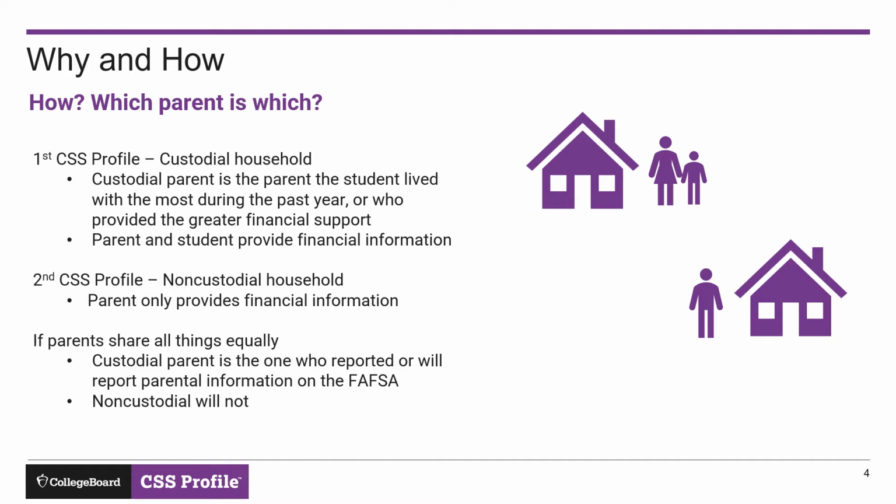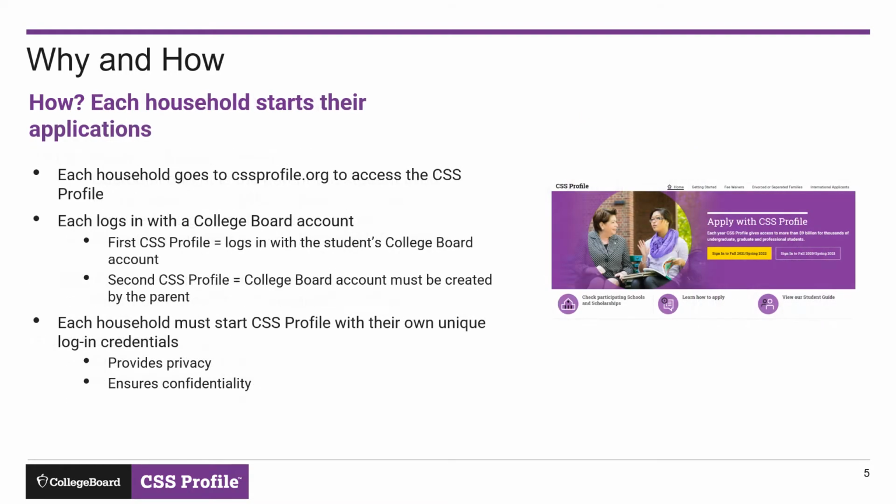For ease of reference in this presentation, the first CSS profile is the one that the student and the custodial parent will complete, while the second CSS profile is the one that the other parent or the non-custodial household will complete. Most families will log into the CSS profile using the student's College Board account to complete the first CSS profile. For the second CSS profile, the parent must create their own account. It's important that each household keep their login information confidential in order to ensure the privacy and confidentiality of each application.